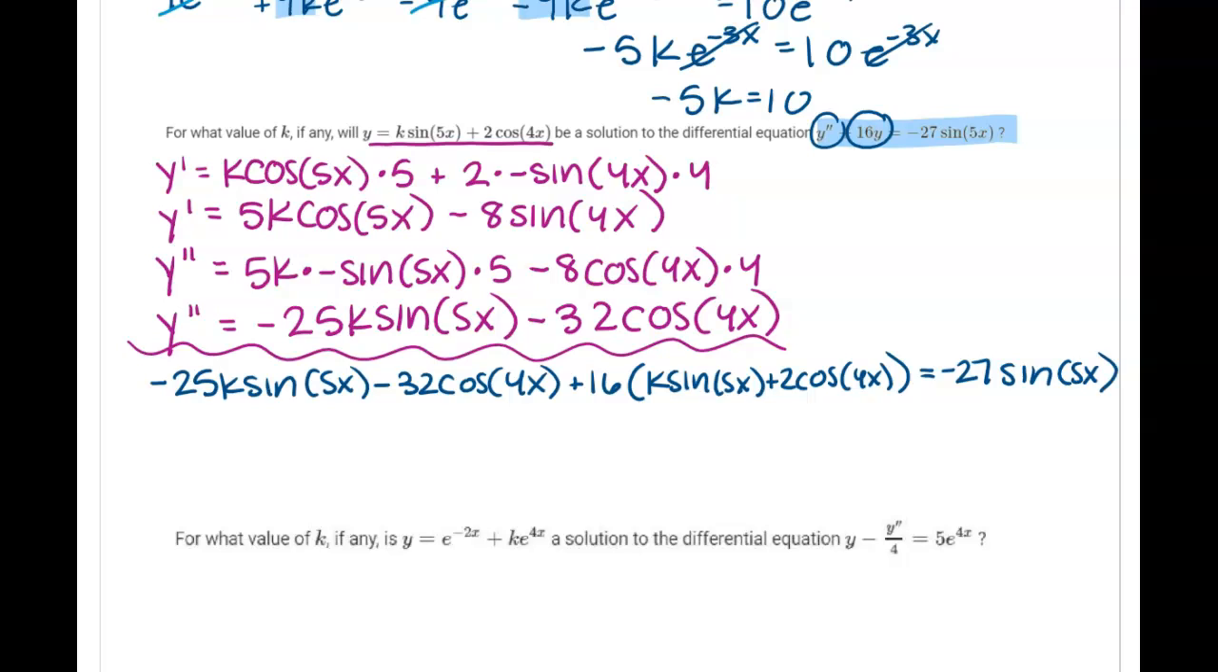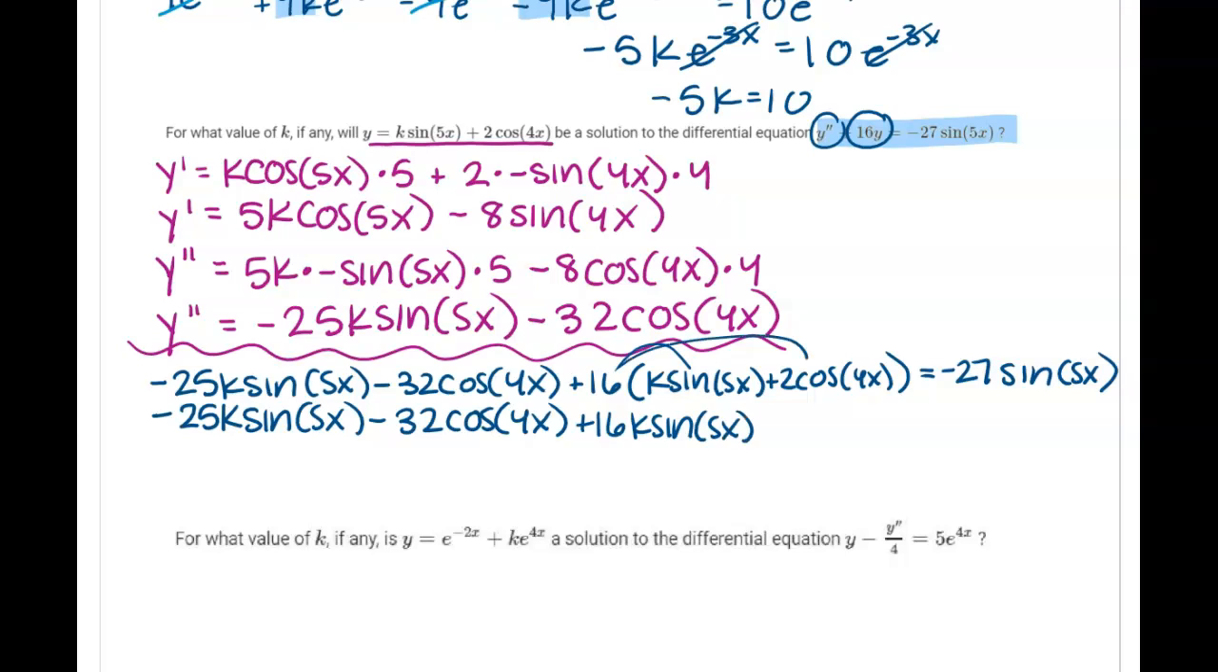So then we can rewrite. Now it's just algebra, right? Negative 25k sine of 5x minus 32 cosine of 4x. We'll distribute our 16, so we have plus 16k sine of 5x. Distribute here as well, plus 32 cosine of 4x, equals negative 27 sine of 5x. Yes, this is a bit tedious.